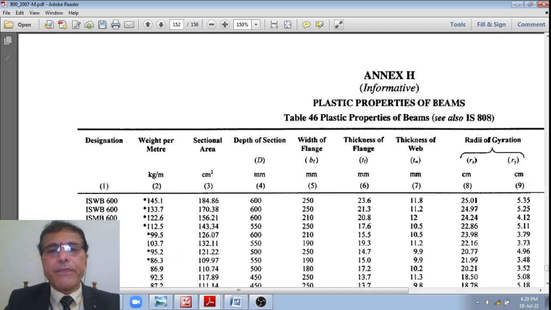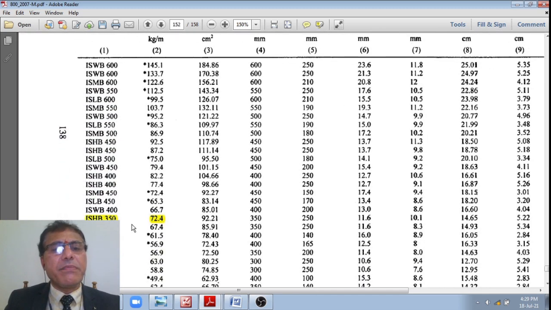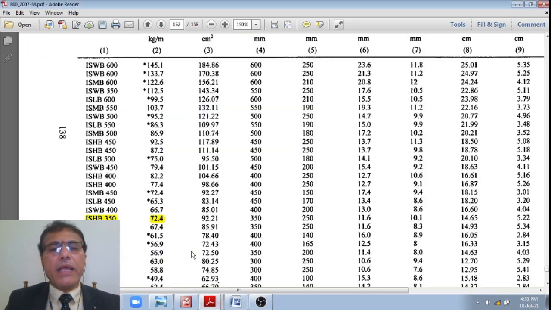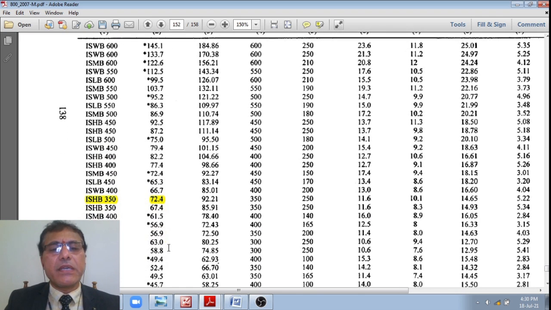138, yes. ISHB 350, right? This is that section, student, right? ISHB 350 at the rate of 710 Newton per meter. Now in this IS 800, what is given? This is in terms of kg per meter, right? So, weight is in terms of kg per meter.